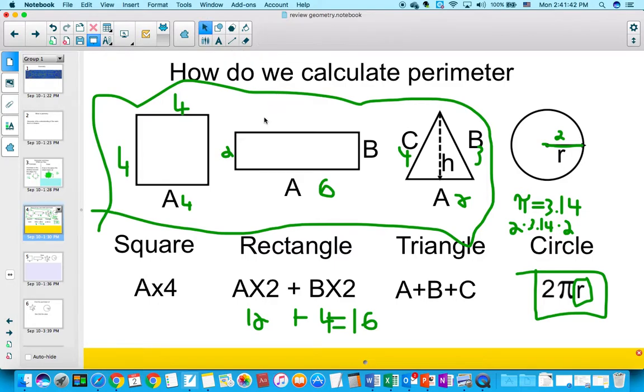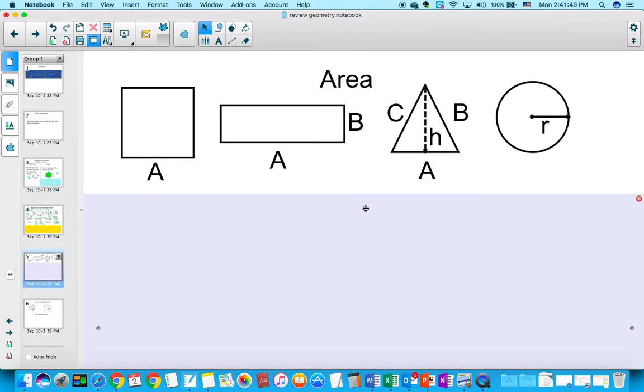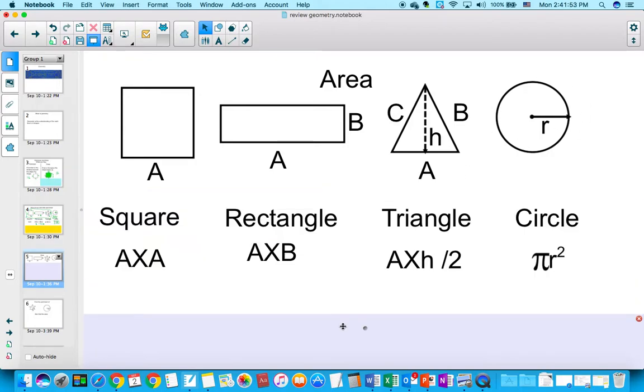Another mistake students commonly make, they mix up their equation for perimeter and area. So area of circles, or area of these geometric shapes, including circles, follows this. So squares are the side times the side. So again, if we had the square of 4 and 4, well, this side and this side are equal, so it's a and a. So 4 times 4, which is 16. So our area is 16.